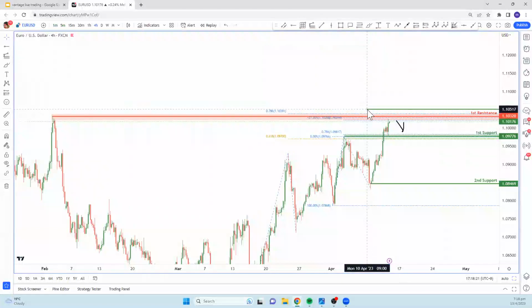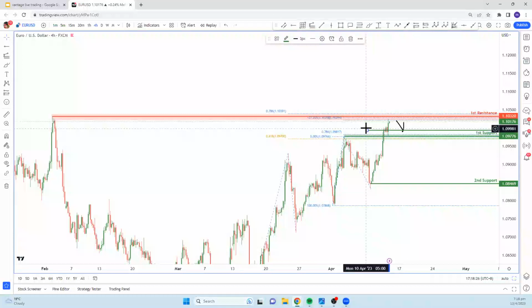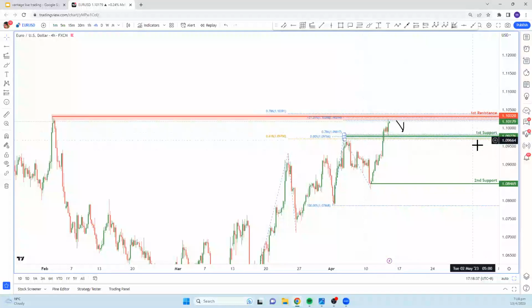And over here, your take profit, you want to make sure that it's before your first support or before any confluence area, just so that you make sure that price actually hits the take profit before reversing off of a huge confluence area, something like this at our first support.